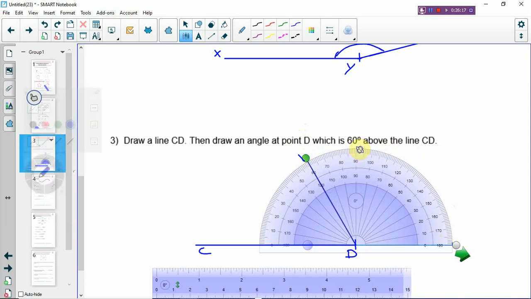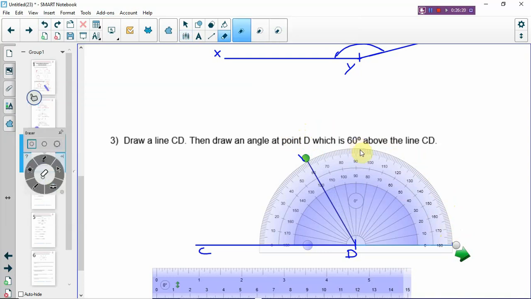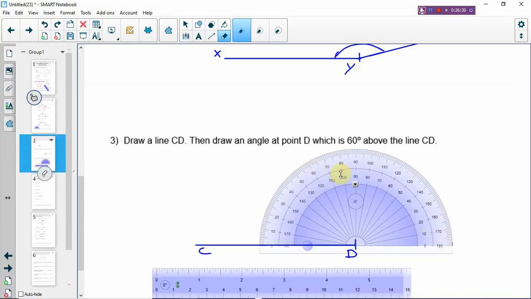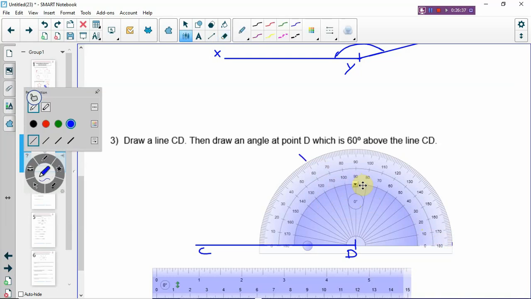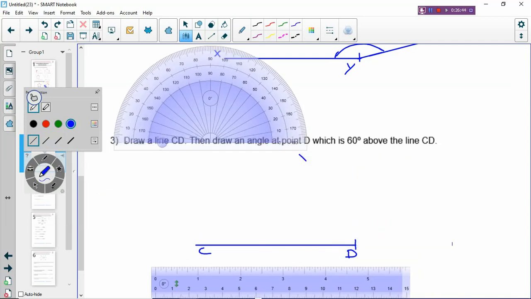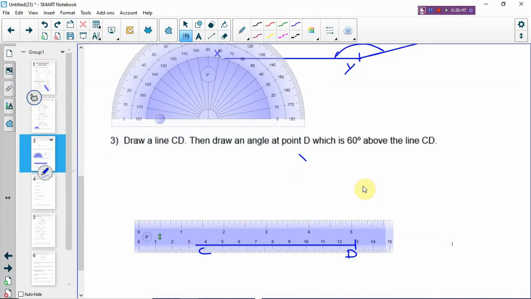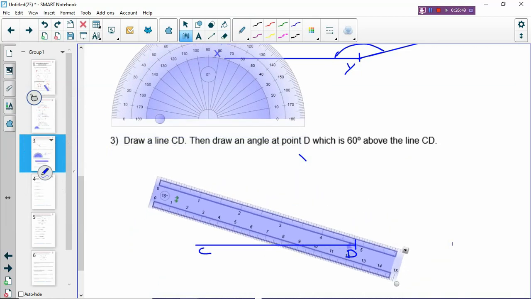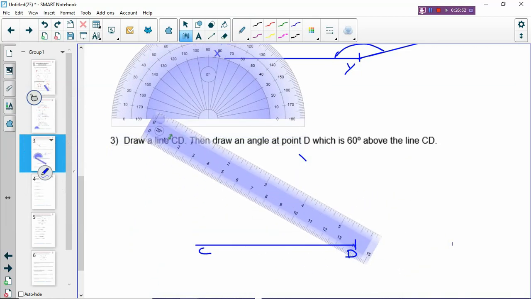So I should erase this part. So there's your 60 degrees. Okay, so let's just draw 60 degrees. When you use your physical protractor, I think it's easier. I'm using a digital protractor, so it's a bit hard. Once you have marked out the 60 degrees, what do you do?